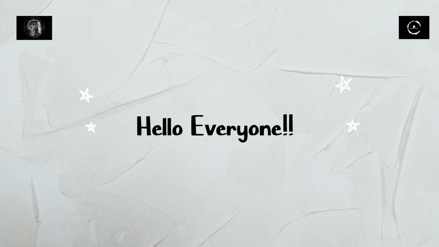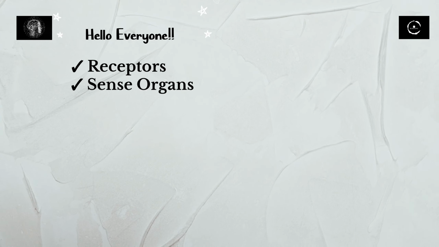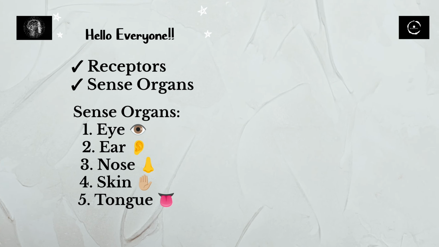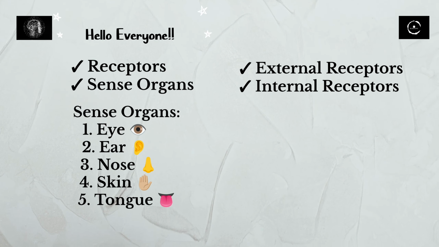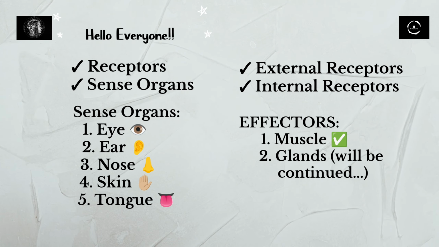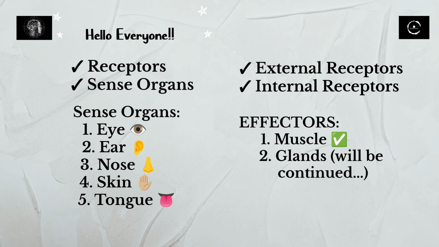Hello, everyone. In the second lecture of this chapter, we have studied receptors and sense organs. We had talked about sensory organs in detail. Then we talked about external and internal receptors, and in the last section, we talked about the muscles as effectors. So we will continue from glands as effectors. Let's get started.